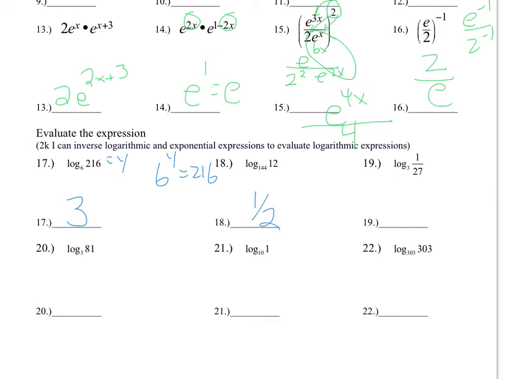For number 19, what power do I raise 3 to get 1 over 27? You might realize that for fractions, these will all be negative, and 27 is 3 to the 3rd power.